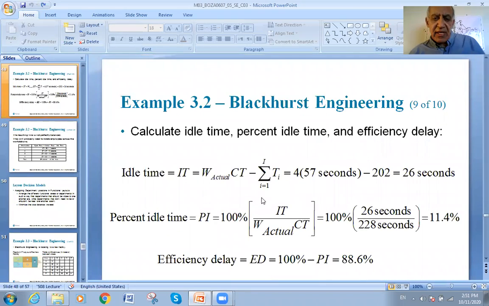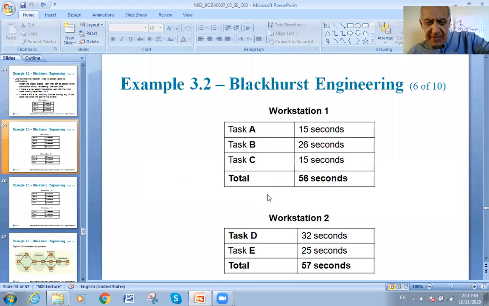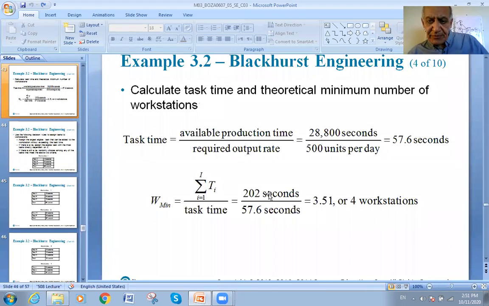It's another example. Now we'll say again, we divided our work. Again, I will repeat this from the start: the available time 28,800 seconds, this is given in the example, divided by 500 units per day, also given by the example. It gave me 57.6 seconds for the task time.